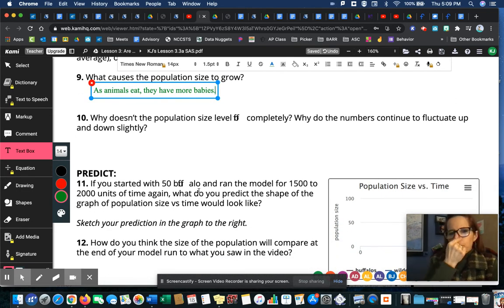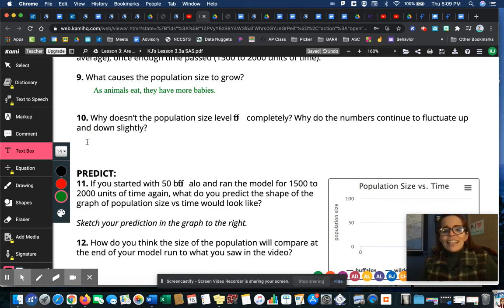Number 10 says, why doesn't the population size level off completely? Why isn't it a flat line? Why do the numbers continue to fluctuate up and down? And I'll give you a second to think about that. What would make a population go back down again?